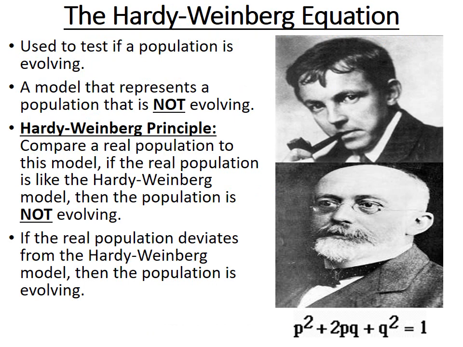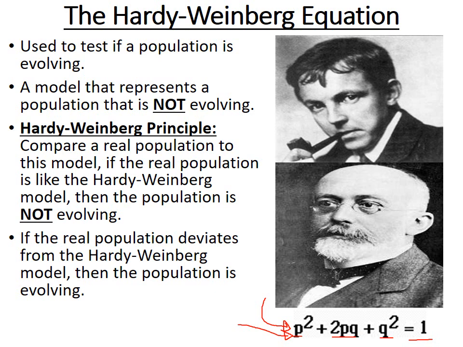So the Hardy-Weinberg equation. If a population is in Hardy-Weinberg equilibrium, it means it's not evolving. So we can represent that mathematically using the Hardy-Weinberg equation over here. P squared plus 2pq plus q squared is equal to 1. This equation represents a population that's not evolving. It's a model for a population that's not evolving.